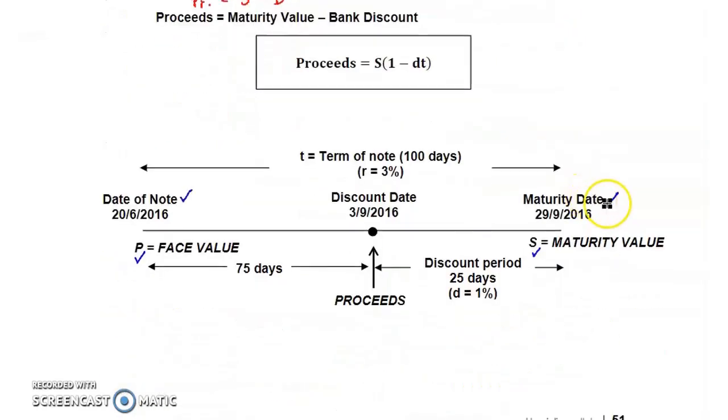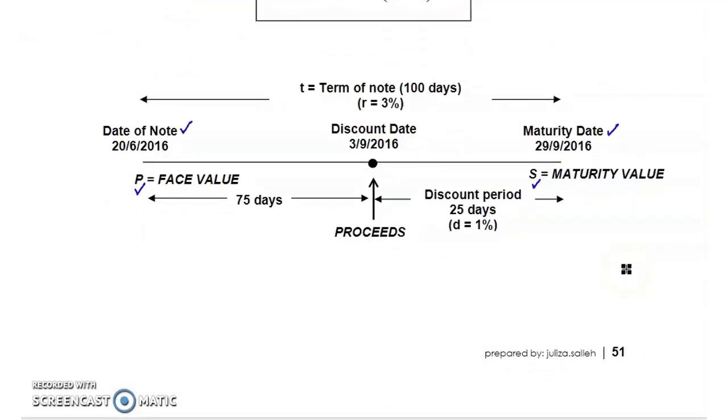Now let's look at this timeline. Here is the maturity date. When you want to sell the note, it must be before the maturity date, somewhere around here. Let's say here I put the discount date on 3rd September and the maturity date on 29 September. So 3rd September is before 29 September. Remember, when you want to discount the note, you cannot sell it after the maturity date. You cannot sell it here. It must be before the maturity date.